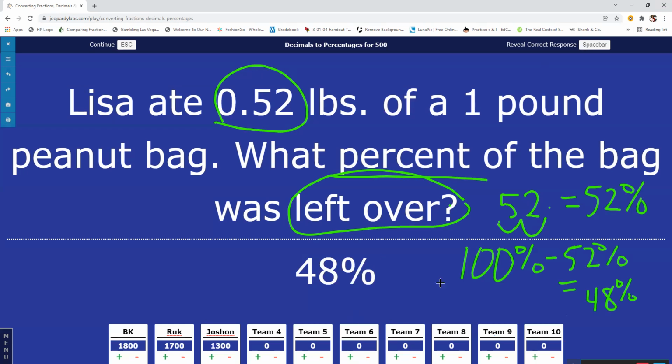All right, and who got that correct first? BK.